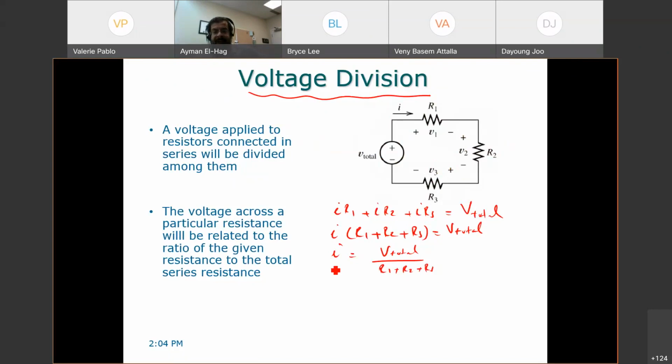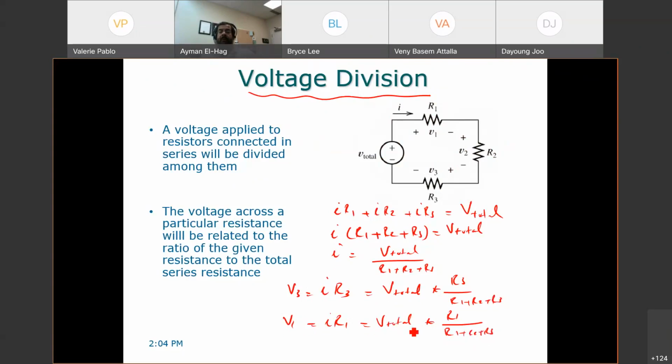So if I want to find V3, what is V3? V3 is nothing but I times R3, which is equal to V total times R3 over R1 plus R2 plus R3. What if I want to have V1? It's I R1, which is equal to V total times R1 divided by R1 plus R2 plus R3.